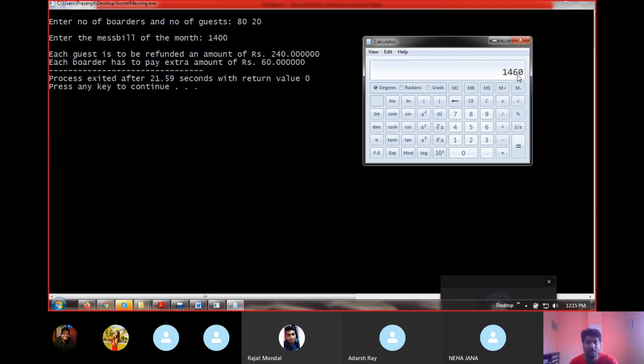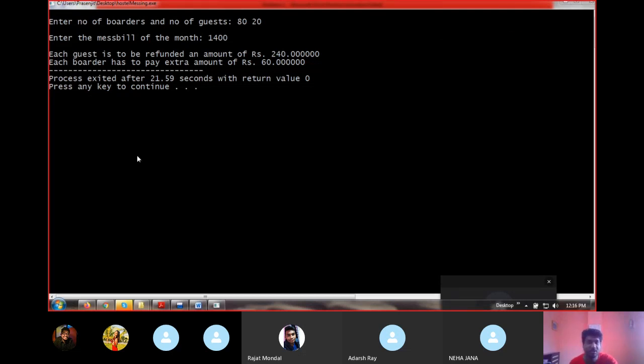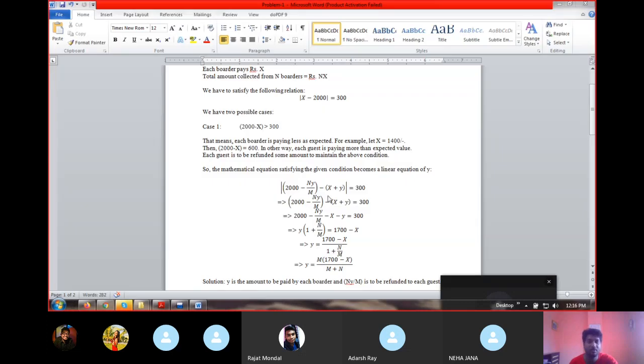Okay, and this is the revised mess bill, the effective bill paid by each boarder after this refinement, and each guest is effectively paying 2000 minus 240, that is 1760. So minus 1460, exactly 300. So this calculation is solving the problem.